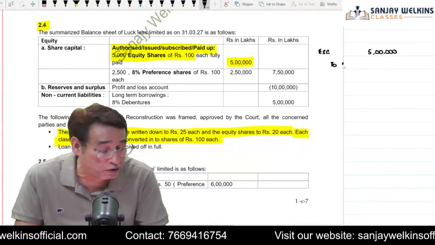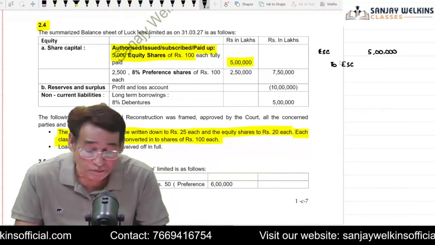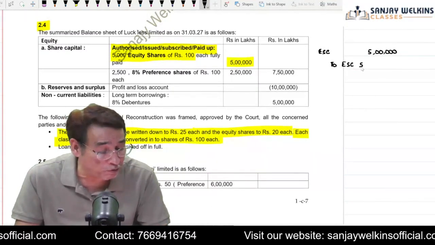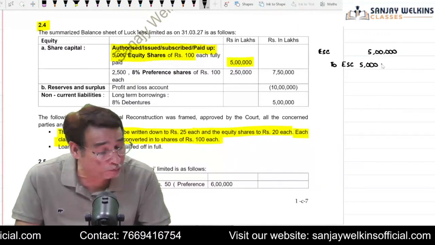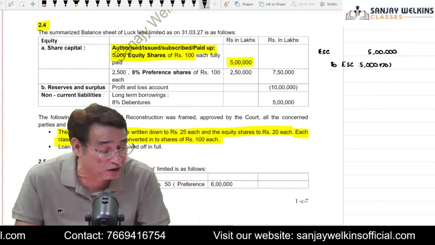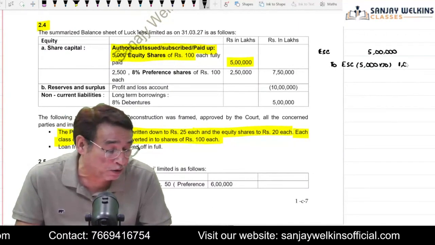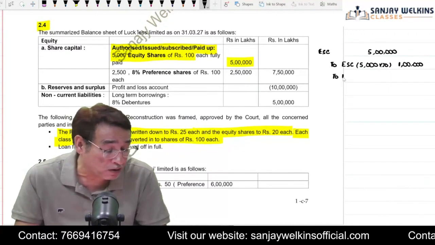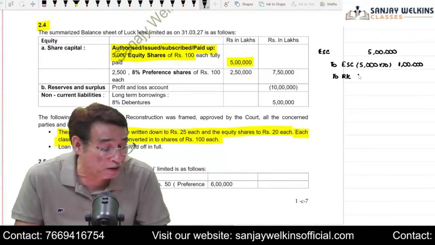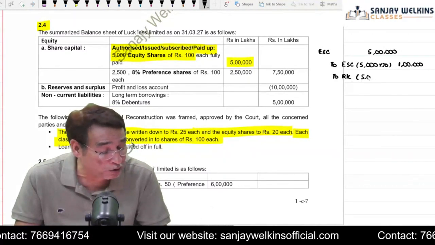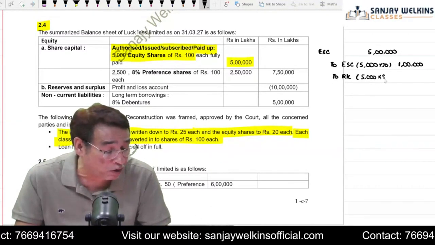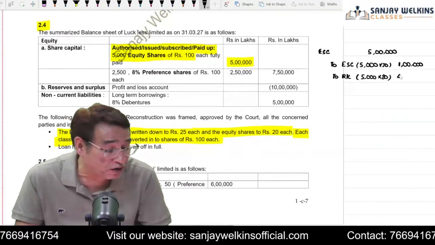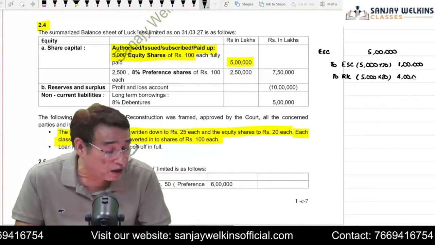So I will write here to equity share capital account. There were 5,000 shares, so 1 equity share is now of rupees 20 each. So I will write here 1 lakh. Is it clear to you? 1 lakh. Obviously, there is a gain to us. Earlier, the equity share capital is of 100 each, now reduced to 20 each. Your gain will be equal to 4 lakh. After this, what is the question telling?